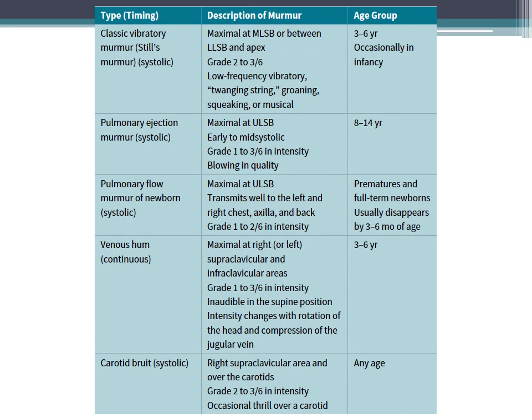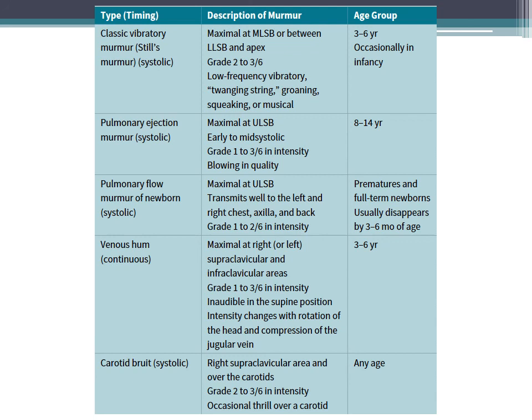The next is going to be a venous hum. This is a very interesting murmur. The murmur of a venous hum is commonly audible in children between the ages of 3 and 6 years of age. It originates from turbulence in the jugular venous system.